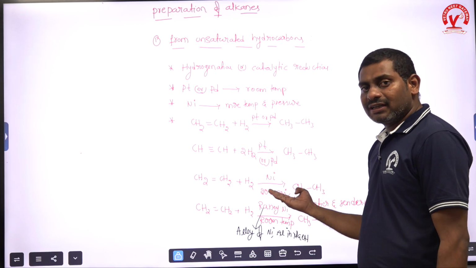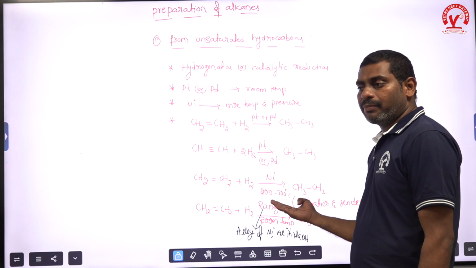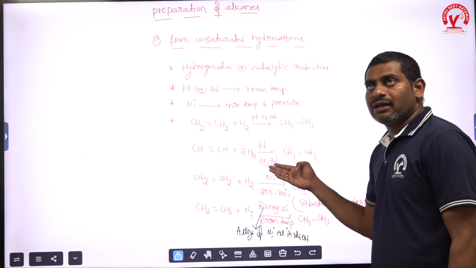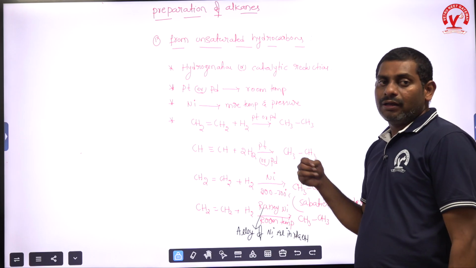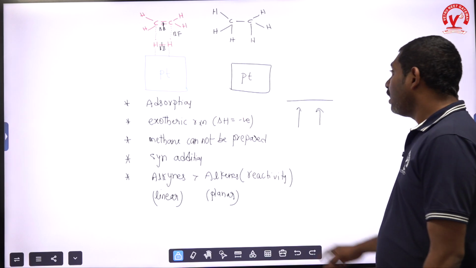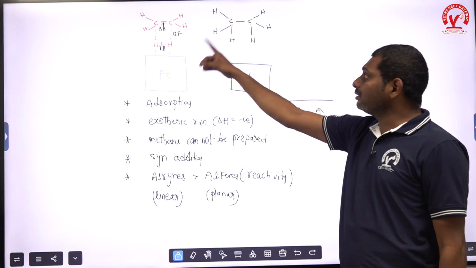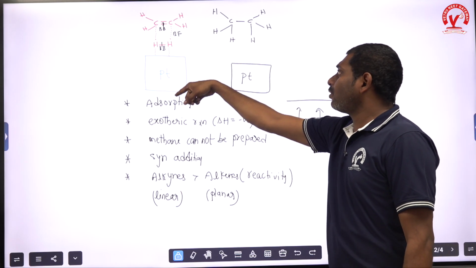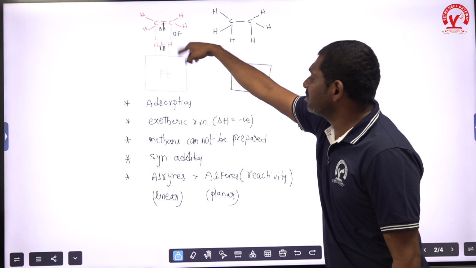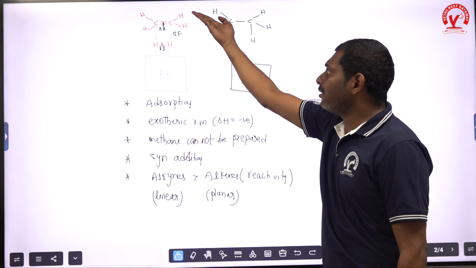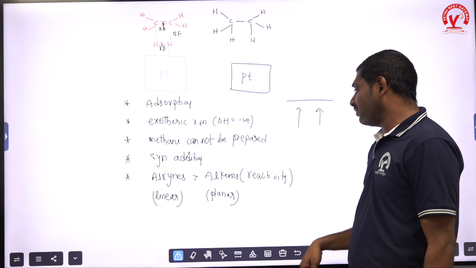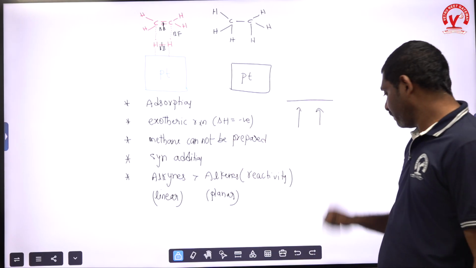If you take nickel, a temperature of 200 to 300 is required. If you want room temperature with a nickel catalyst, you can take Raney nickel, which is an alloy of nickel and aluminum treated with NaOH. If you see the mechanism, it is an absorption process and the reaction is exothermic. Methane cannot be prepared by this method. This addition is called syn addition, where both hydrogens add on the same side. And reactivity-wise, alkynes are more reactive than alkenes due to their shape.